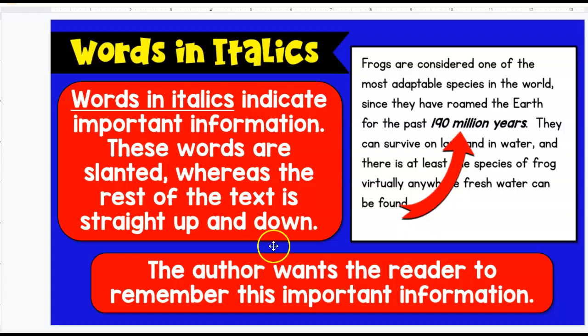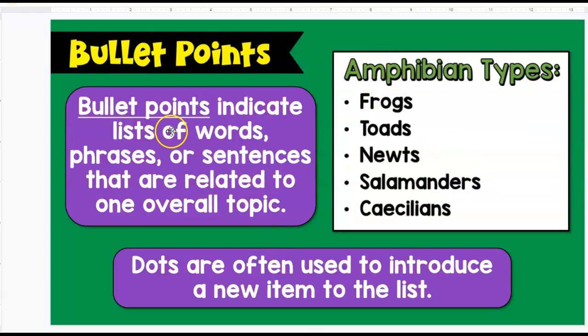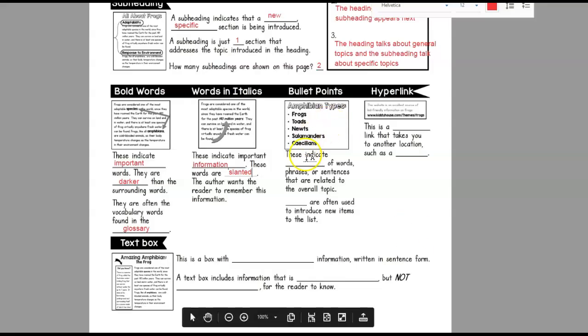Let's look at those. Bullet points indicate a list of words or phrases or sentences that are related to the topic, the heading. So if we were going to talk about different kinds of amphibian types, you could do a bullet point, just like they have here, another bullet point, another bullet point, another bullet point, and another bullet point. Dots are often used to introduce new items to a list. So let's go back here.